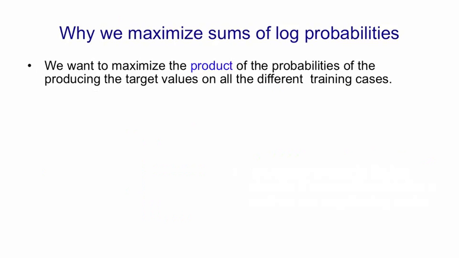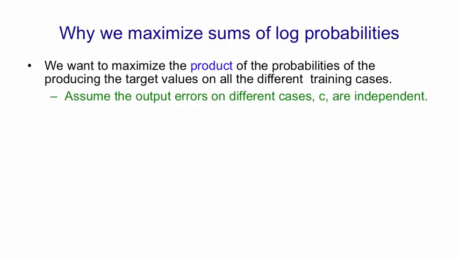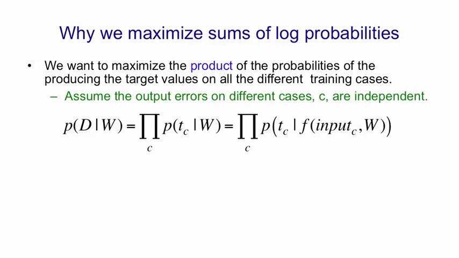Just an aside about why we maximize sums of log probabilities, or minimize sums of negative log probs. What we really want to do is maximize the probability of the data, which is maximizing the product of the probabilities of producing all the target values that we observed on all the different training cases. If we assume that the output errors on different cases are independent, we can write that down as the product over all the training cases of the probability of producing the target value, tc, given the weights. That is, the product of the probability of producing tc given the output that we're going to get from our network if we give it input c and it has weights w.